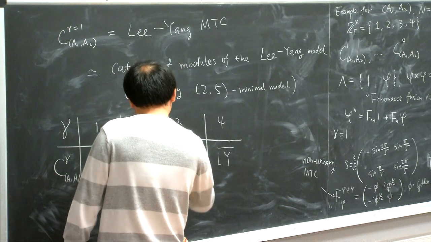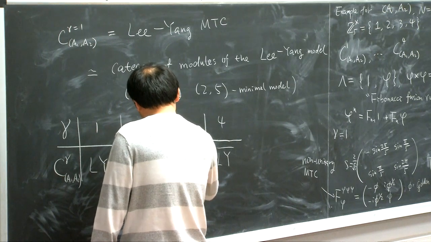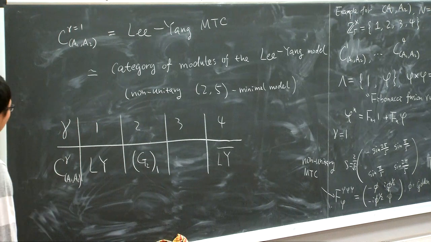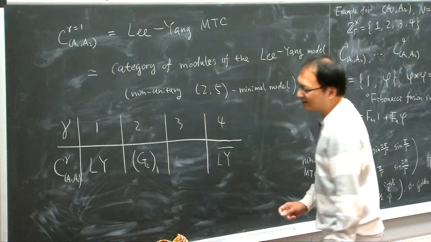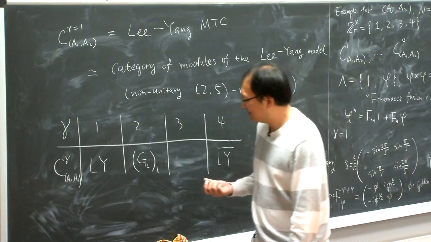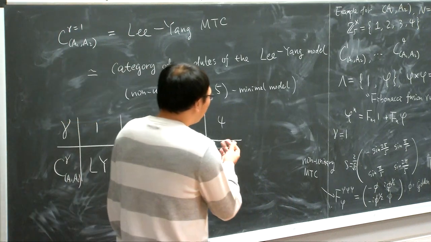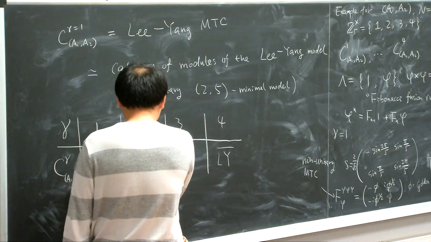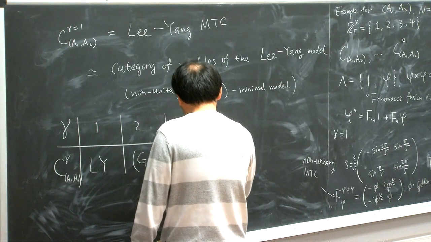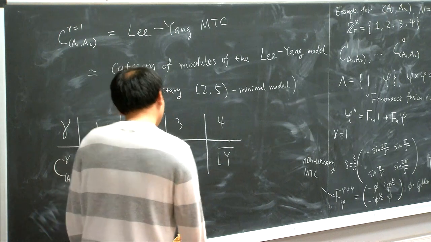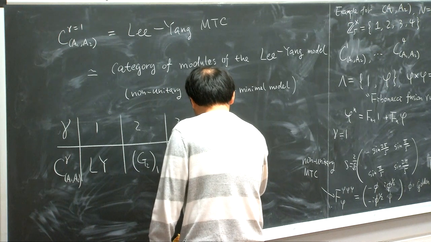However, for 2 and 3, we get something that is somewhat unexpected. For gamma equals 2, you have G2 at level 1. G2 at level 1 has two integrable modules, and they form, again, a modular tensor category, and it's exactly this category for gamma equals 2. For gamma equals 3, you will now instead have F4 at level 1. Strictly speaking, you have to tensor this with 2 copies of E8 at level 1.